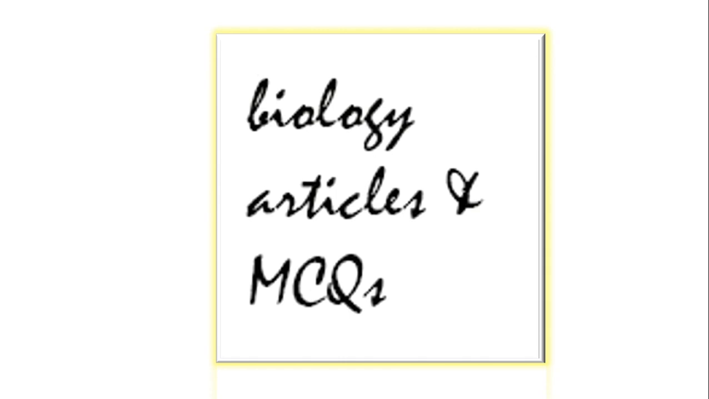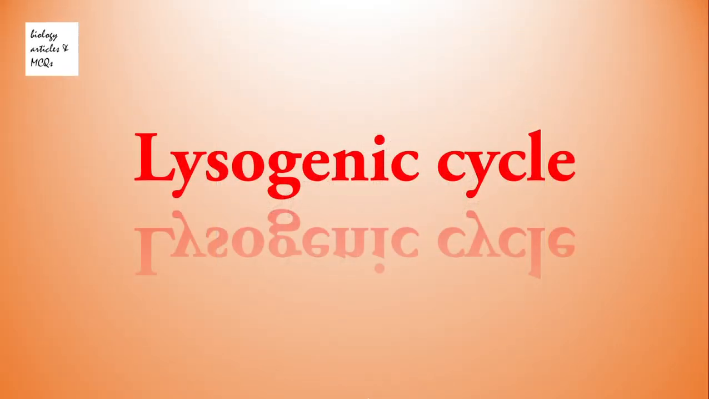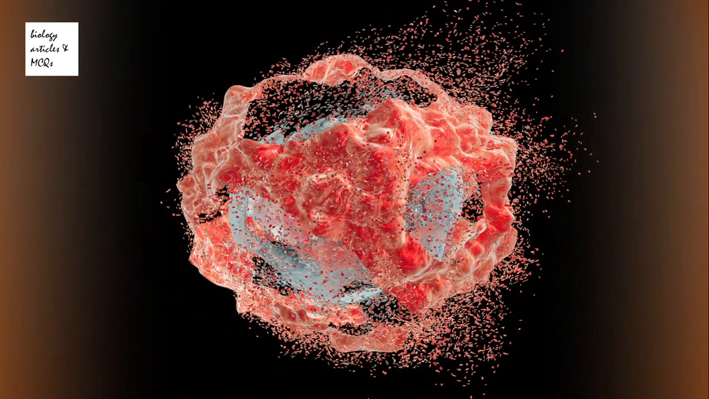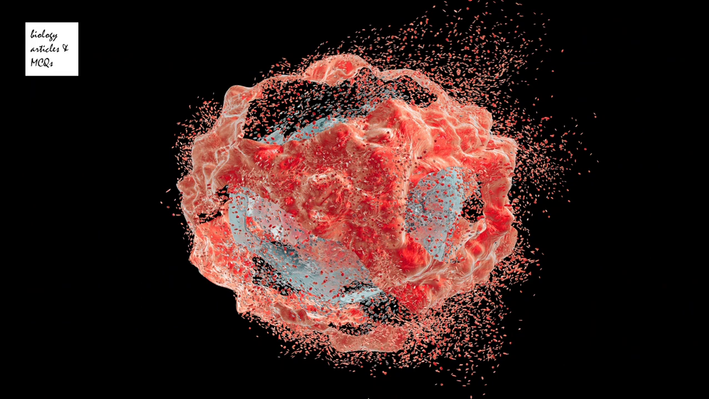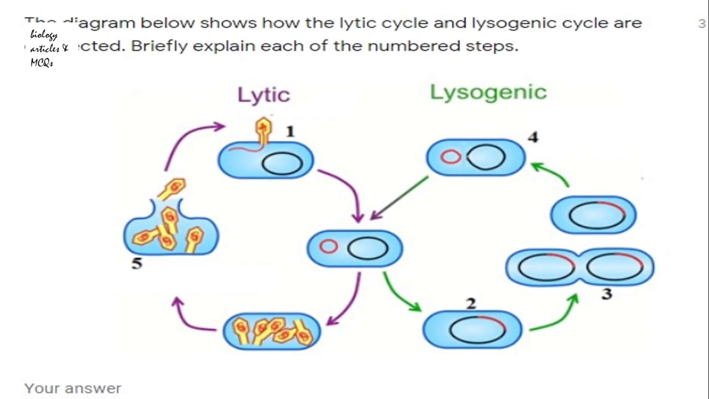Guys, today our topic of discussion is the lysogenic cycle. Previously, we have studied the lytic cycle, and if you have not studied the lytic cycle, I will give the link in the description box. The lytic cycle is a cycle in which the bacterial cell undergoes lysis, or you can say breakdown. But in some cases the bacterial cell does not undergo lysis because the virus doesn't take control of the host DNA. Instead, the DNA of the bacteriophage incorporates into the DNA of the host, and this type of cycle is a lysogenic cycle.